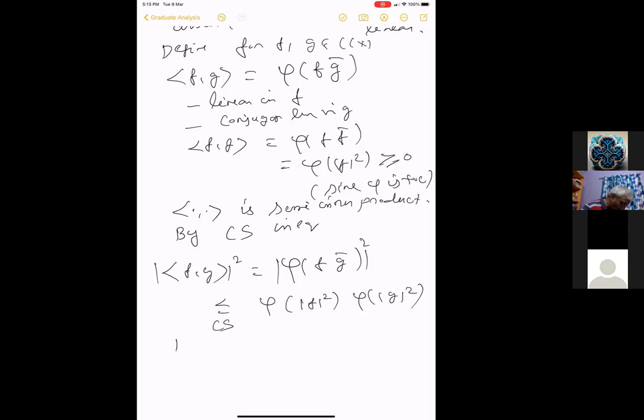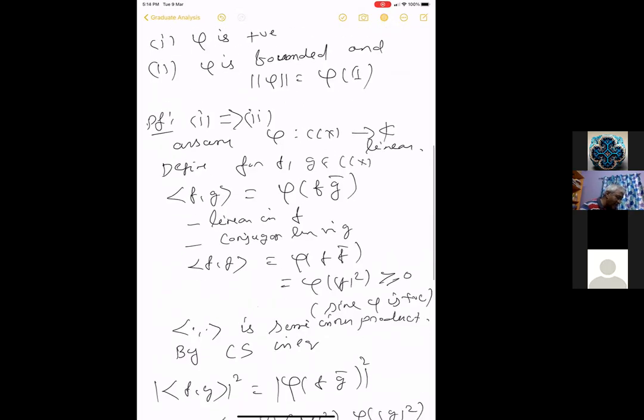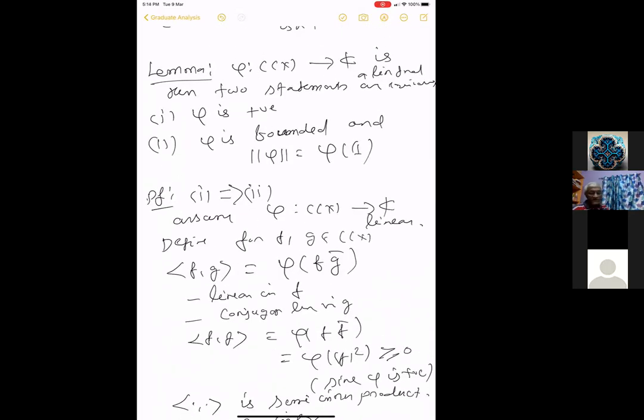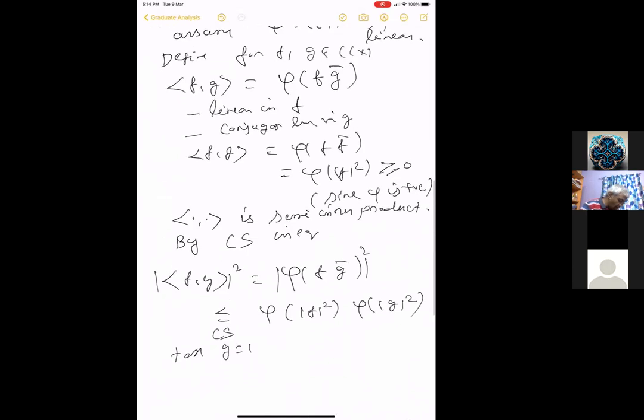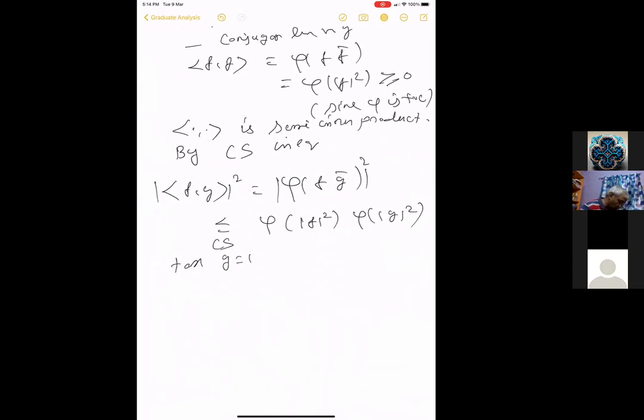So now take g equal to 1. My aim is to prove that the norm of phi is equal to phi of 1. First, I want to prove that it's bounded. So I want to get this inequality: the modulus of phi of f is less than or equal to, instead of norm phi, phi of 1 times the norm of f. That's what I want to get. So I take g equal to 1. So in this, g equal to 1, oh, sorry.